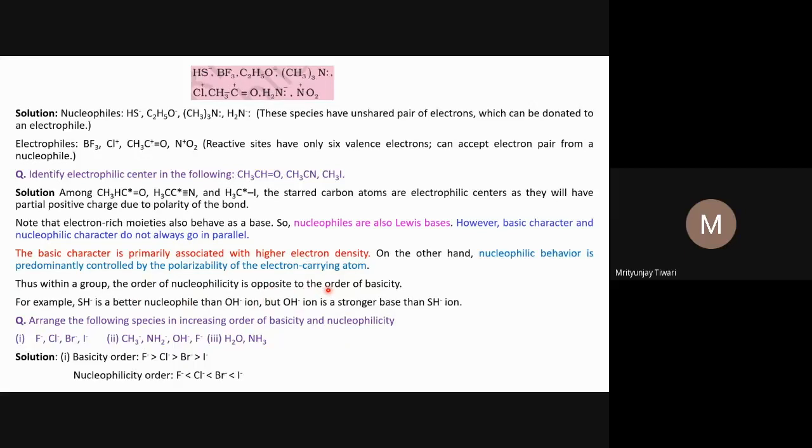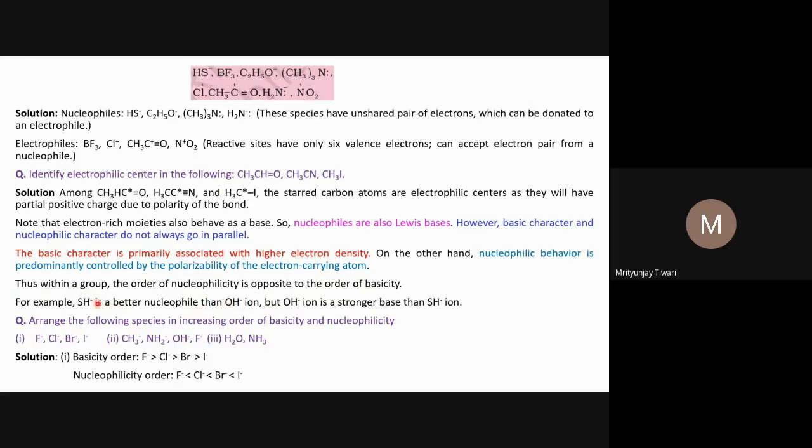order of acidity, because as we go down the group, electron density will decrease because the atomic size increases. And so if the same charge is in a larger volume, the electron density is lesser. And if the electron density is lesser, the basic character will decrease. So for example, SH⁻ is a better nucleophile than OH⁻ ion.